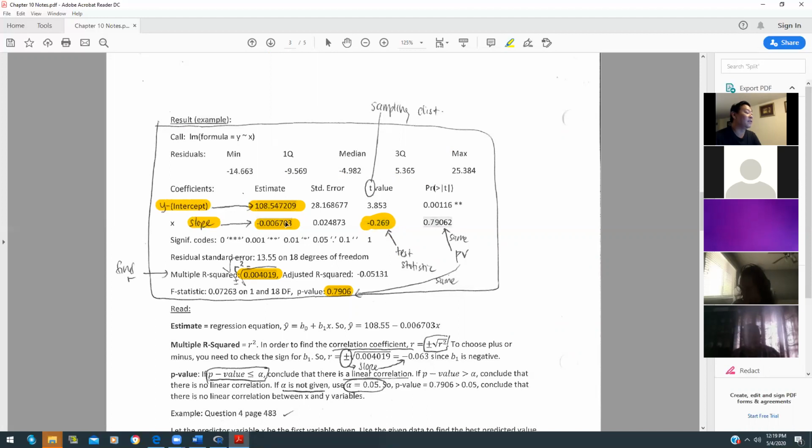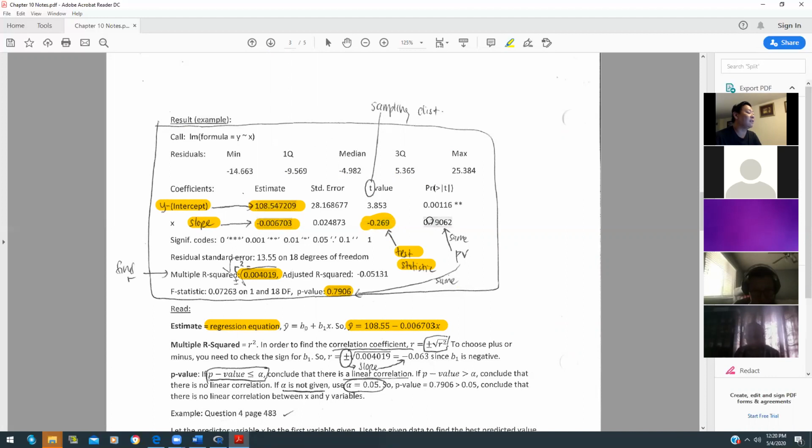Okay, if I want you to find a regression equation, you will use y hat equals 108.55 minus 0.006703x. So this is your regression equation here. Okay, this is called your test statistic. So if a question wants you to find the test statistic, this is your test statistic in this case.